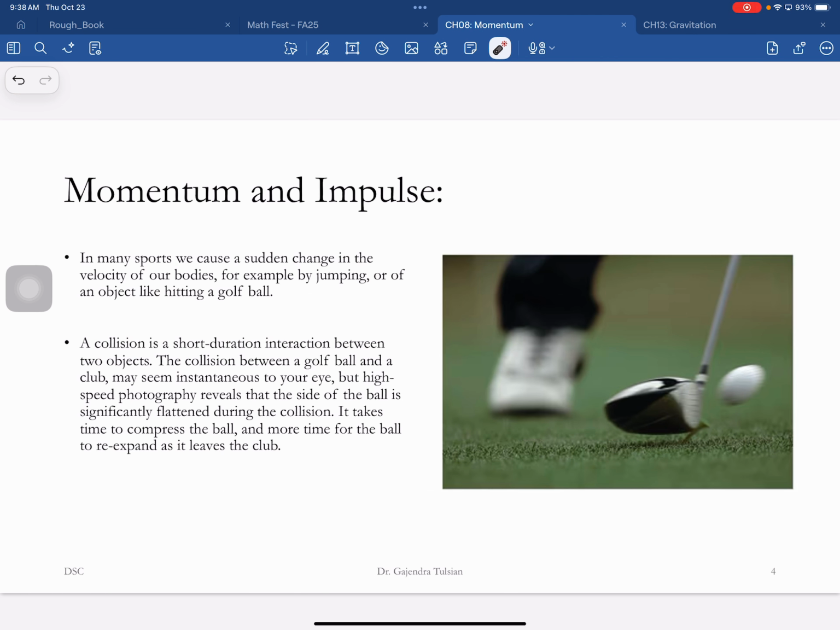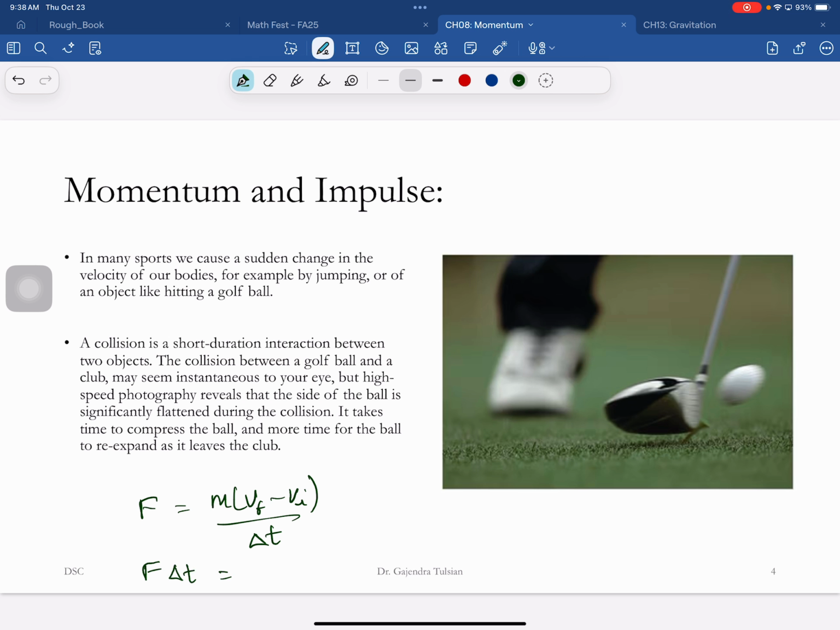Okay, let's say you're playing a sport. So here's that equation again, I'll write it down. F equal to m times v final minus v initial divided by delta t. And now I'm going to multiply this over there. F delta t equal to... So what this is saying is you're applying a force, and this is the time over which you're applying the force. And that is equal to mass times final velocity minus mass times initial velocity.